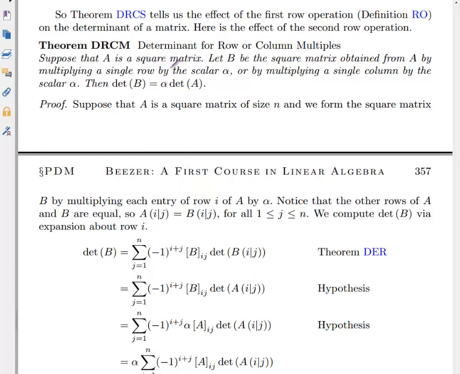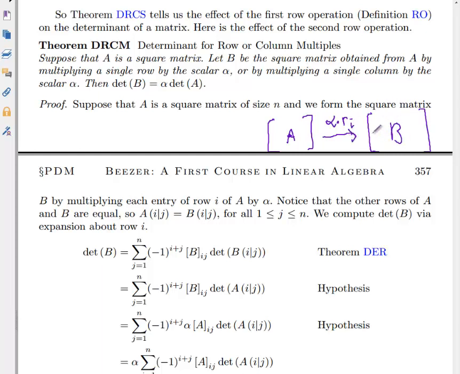All right, another theorem that's easier to prove. Suppose you have a square matrix, and let B be the square matrix obtained from A by multiplying a single row. That's another row operation. If I take a matrix A, and I take alpha times row i, that's a row operation, and that gives me a new matrix B.